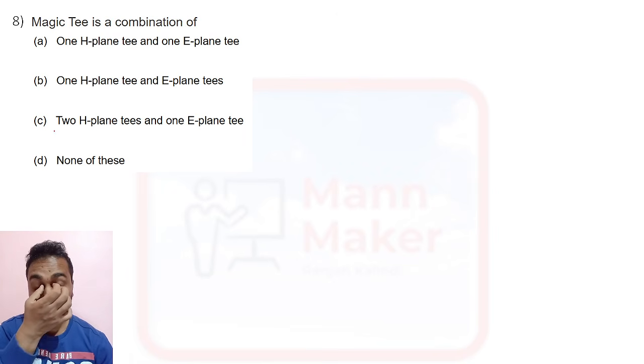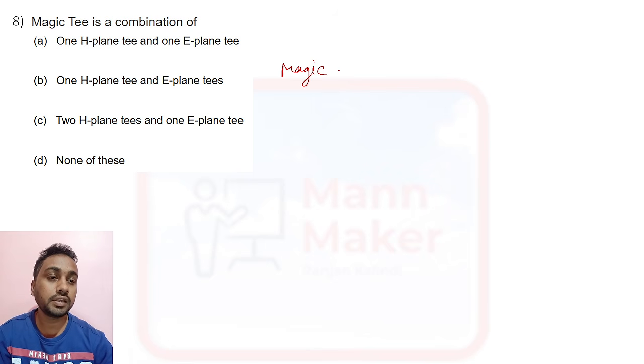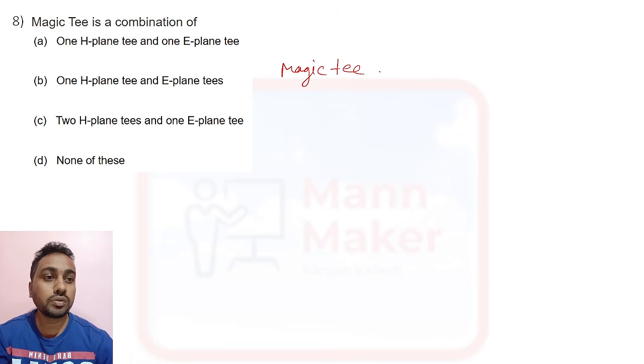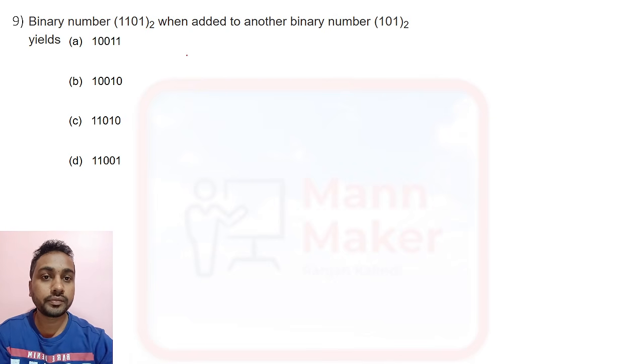Now Magic T. Magic T is a microwave device that is used to combine the power, isolate the circuit, mix the signal, or divide the power. For that Magic T is used. And this is a combination of one H-plane T and one E-plane T. Okay, this is the answer.